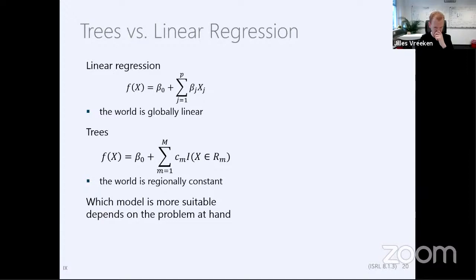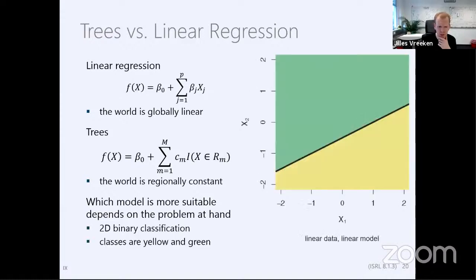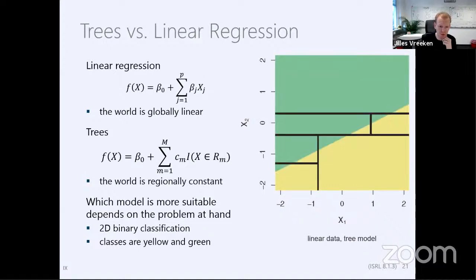Okay, now just to link this up, we've learned a lot about linear regression and nonlinear regression and all that good stuff, right? What does linear regression believe? Linear regression believes that the data is linear. We've now learned about trees. What do trees assume? Trees assume that the world is regionally constant, right?